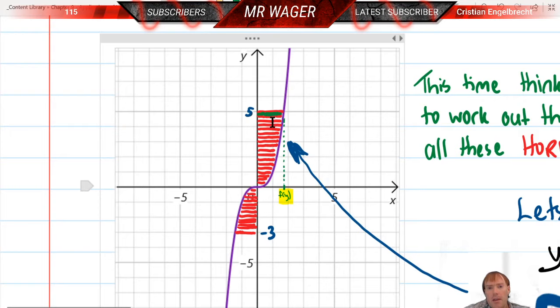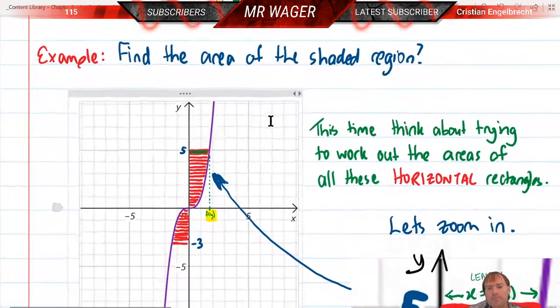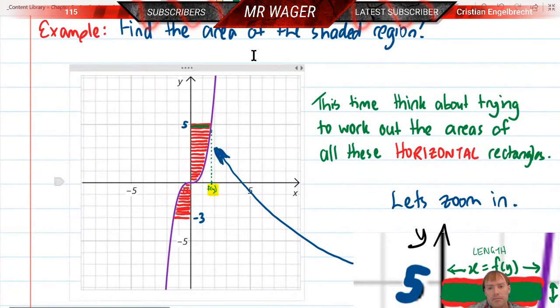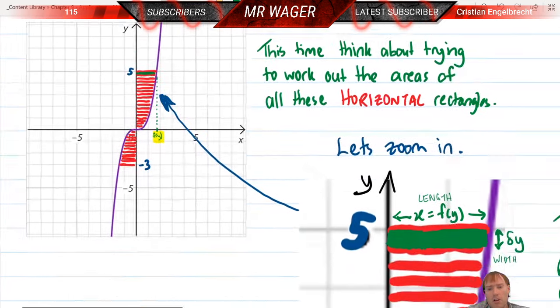So the way I'm going to think about this time is, just zoom out a fraction, rather than thinking about it in terms of vertical rectangles, thinking about it in terms of horizontal rectangles, so rectangles that go this way. What we're going to do is work out the area of each of these rectangles and do an approximation method, exactly like how we did before, and then apply that to integration, okay? So let's zoom in a bit further in here and see what's going on.